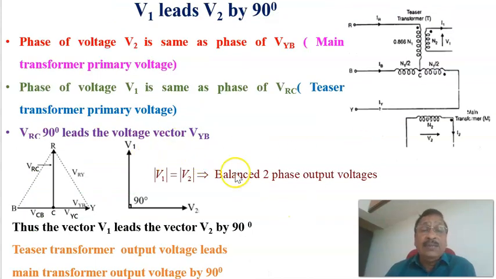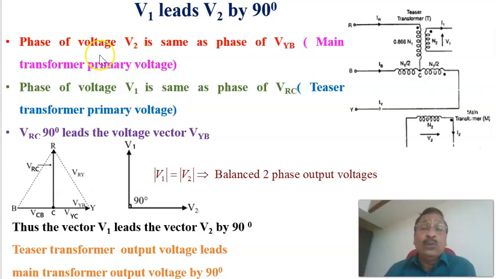In the previous slide, we have seen that the magnitude of V1 and the magnitude of V2 are both equal, provided we are giving a balanced three-phase input. We have already proved that. Now we have to prove that they are displaced by 90 degrees. This voltage V1 is leading the voltage V2 by 90 degrees. Now let us see that.